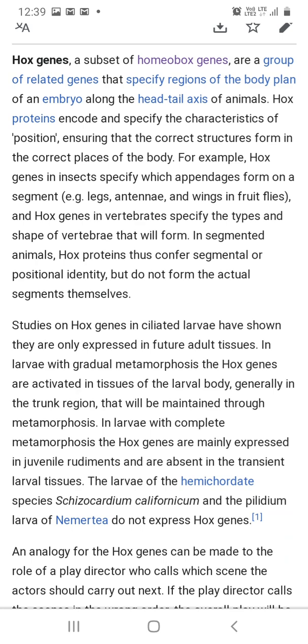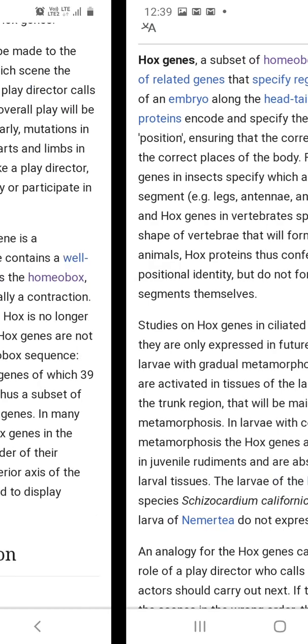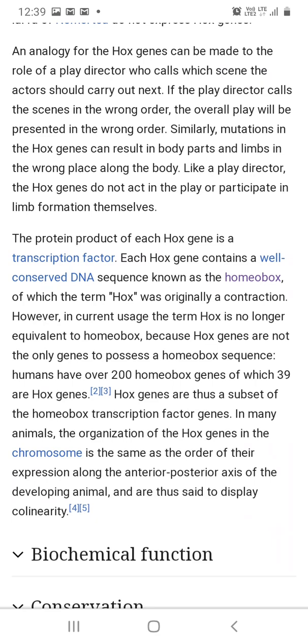The studies on HOX genes in ciliated larvae have shown that they are only expressed in future adult tissues. The protein product of each HOX gene is a transcription factor. Each HOX gene contains a well-conserved DNA sequence known as the homeobox.